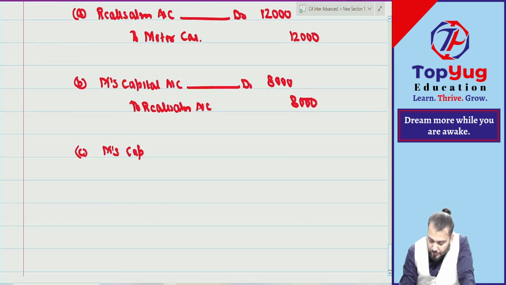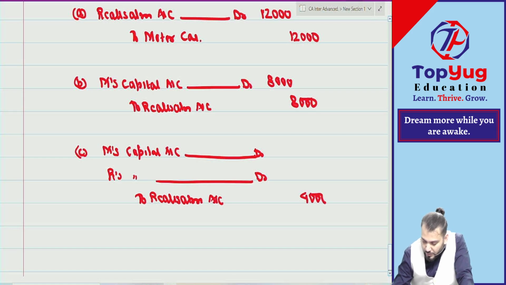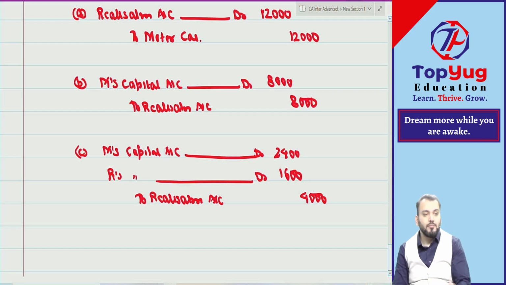M's capital account, R's capital account, to what? Realization account, 4,000. In which ratio? So 2,400 and 1,600. Are you able to understand?